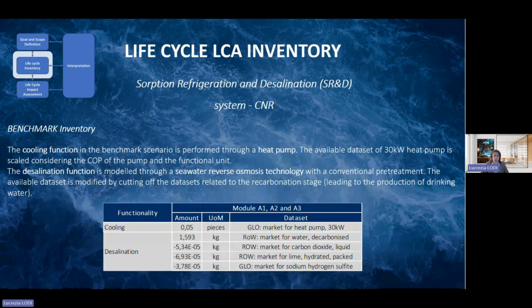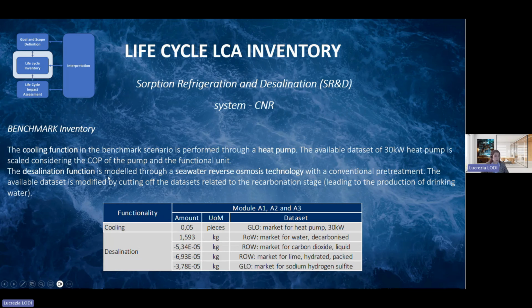While for the benchmark, as already presented before, we consider both functionalities. So the cooling function was represented through a heat pump, and the heat pump available in the databases is a 30 kilowatt heat pump, and we scale it through a coefficient of performance of the geothermal pump assumed equal to 4, and the 4 corresponds to a 22 kilowatt chiller. And so this is the reason for which we have divided the dataset by a factor equal to 20.